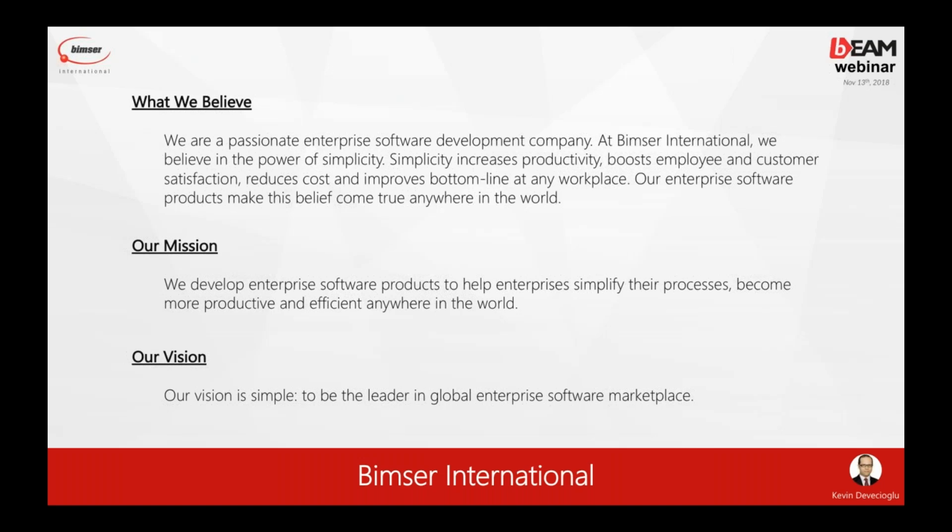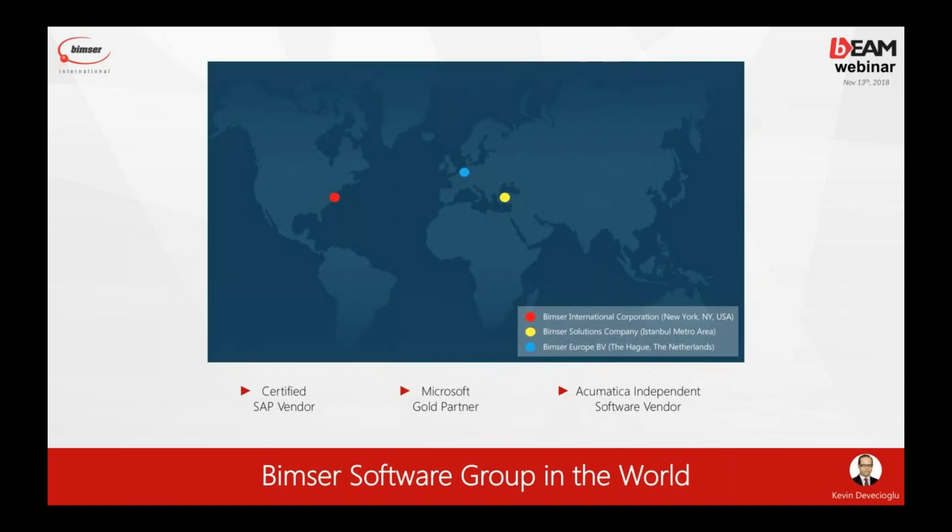As we are a group of companies, we have our software development center and our parent company based in the Istanbul metro area. We have another company in Europe for our European sales operations, and as Bimser International, we are based in New York with our team. As a group, we are about 150 people. Bimser is a certified SAP vendor, a Microsoft Gold partner, and an Acumatica independent software vendor.